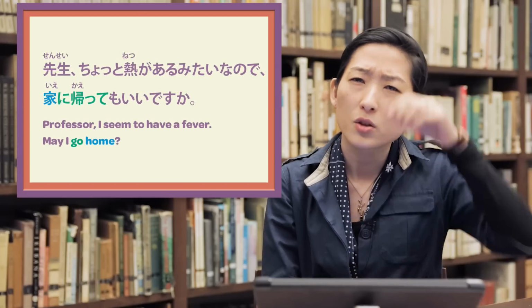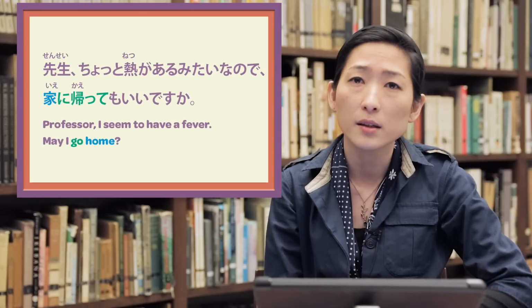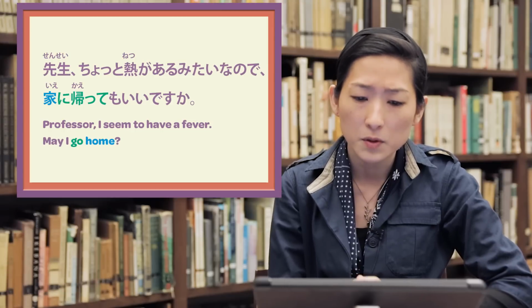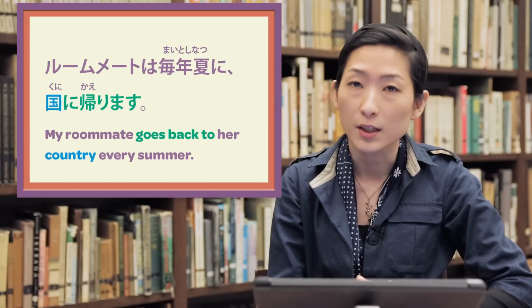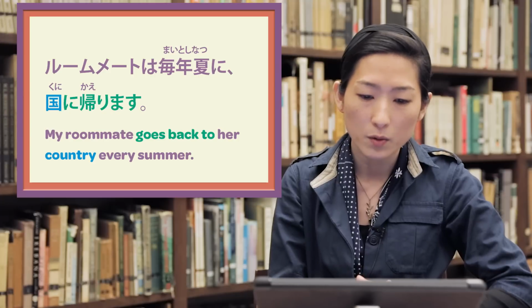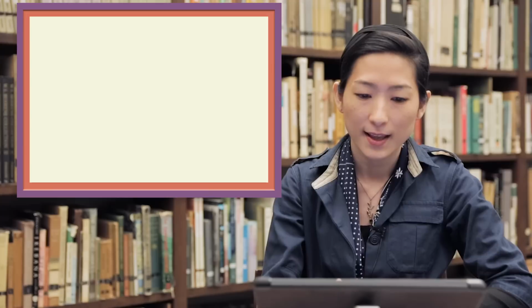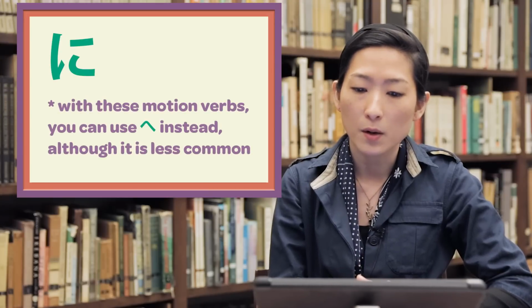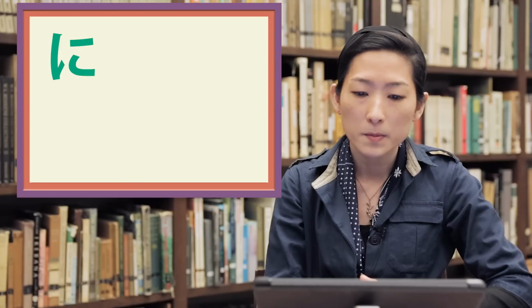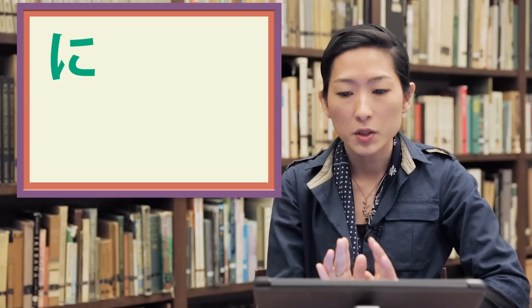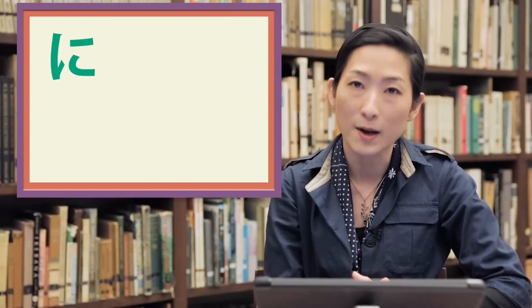With 帰ります to return, the place words usually need to be your home, your hometown, or home country. 先生、ちょっと熱があるみたいなので家に帰ってもいいですか? Professor, I seem to have a fever. May I go home? ルームメイトは毎年夏に国に帰ります。My roommate goes back to her country every summer. With these motion verbs, you can use the particle e instead of ni, although it's less common. There are a few more verbs that belong to this category, but for now, just make sure to know how to use these three verbs very well.